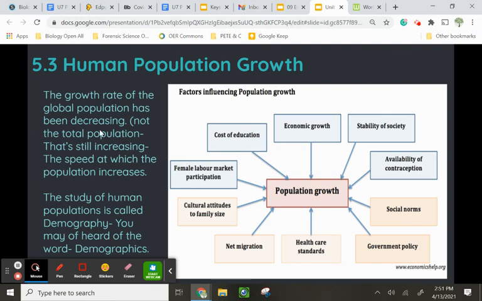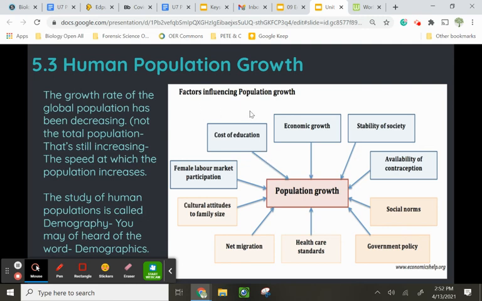The growth rate of the global population has been decreasing. Now, not the total population, but just the speed at which the population is increasing. And when you study human populations, you're studying demographics. Demographics are factors that influence population growth. Sometimes economists study demographics to think about urban development and things like that too. So demographics is the study of human populations. That's basically what it is.